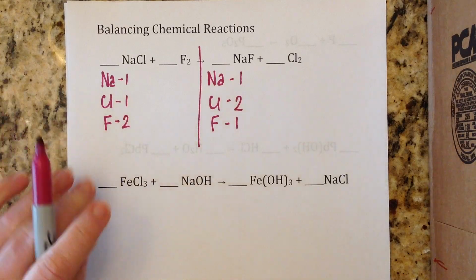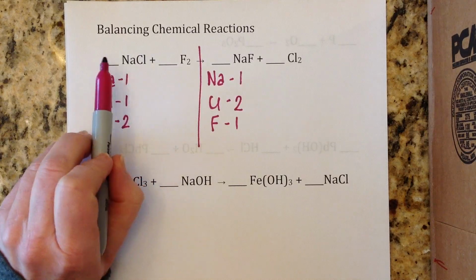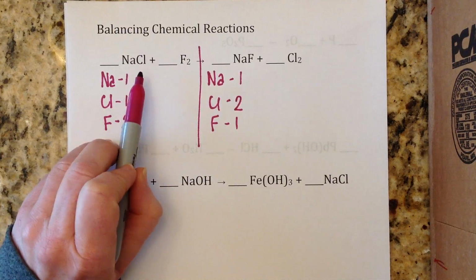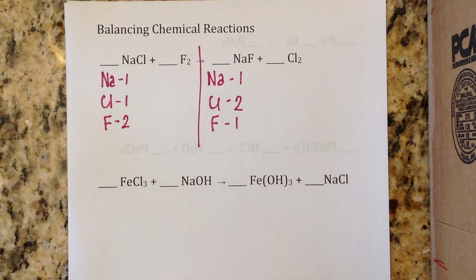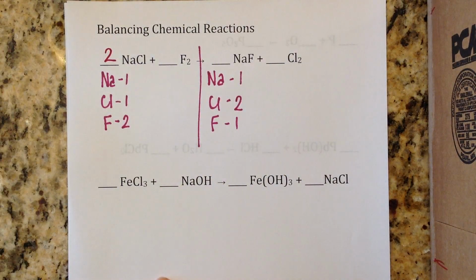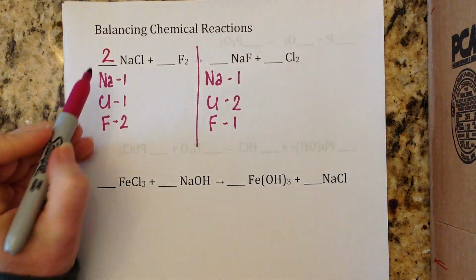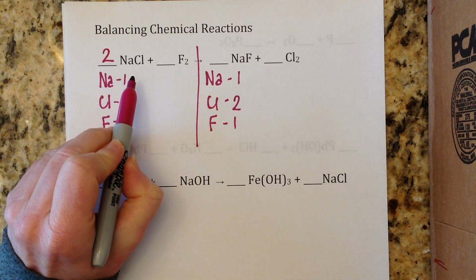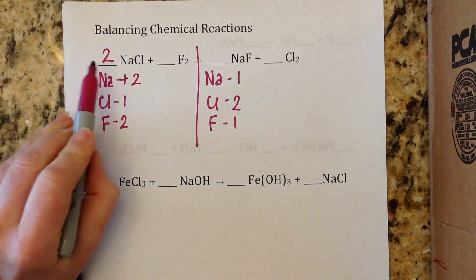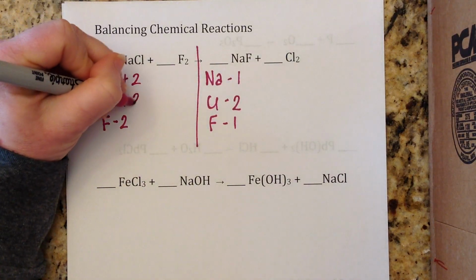Now I've only got one chlorine on this side and I've got two right here. So I'm going to ask myself, what number could I put in front of this whole molecule that contains chlorine that would make that be two chlorines? And I like to start with the lowest possible number, so I'm going to try a 2. Now here's what I really want you to watch, and look at what I'm doing while you listen to what I'm saying. 2 times an understood 1 is now 2 sodiums. 2 times an understood 1 is 2 chlorines.